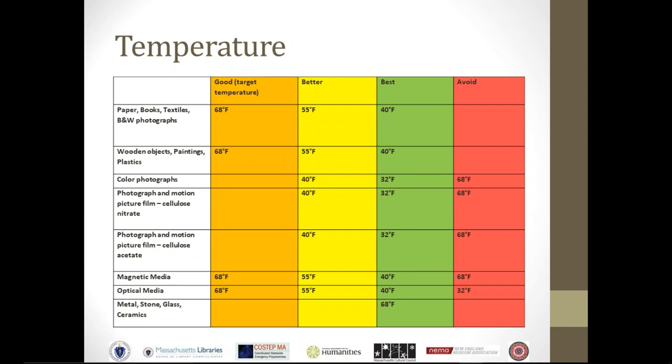You really get a rapid increase in nitrate film degradation, which is very problematic. If you have high humidity, you really are in danger of mold growth. Color film will fade. Even if it's in the dark, if the temperatures are too high, it will fade. If you have waxed cylinders or waxed doll heads, or to be perfectly honest, anything made out of wax, high temperatures will really be problematic.